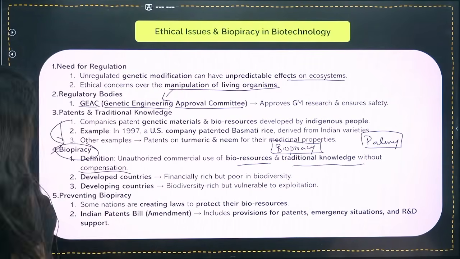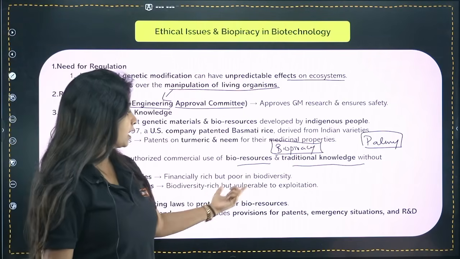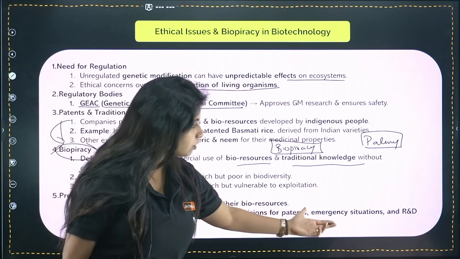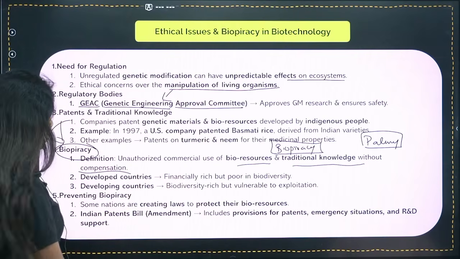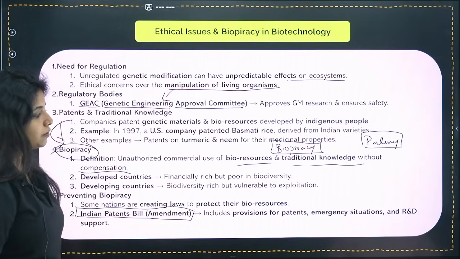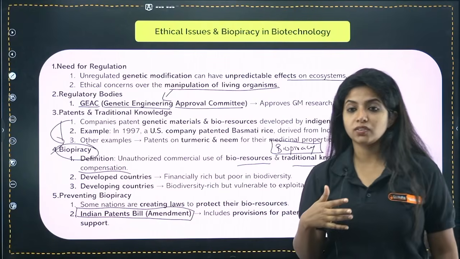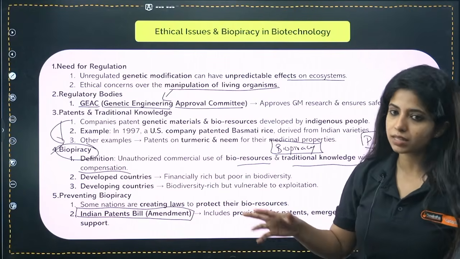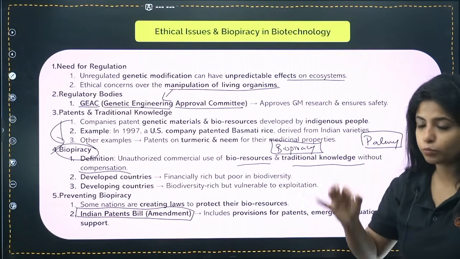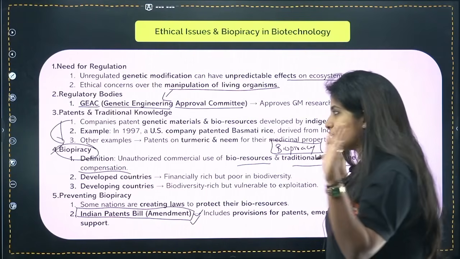Now, preventing biopiracy. Some nations are creating laws to protect their bioresources. The Indian Patent Bill Amendment includes provisions for patents, emergency situations, and R&D support, that is, research and development support. So what do we have against this? The Indian Patent Bill Amendment was passed, which went ahead against all the organizations doing patency and biopiracy for no reason. Please remember this. I know this part is not very clear, but just have the understanding.